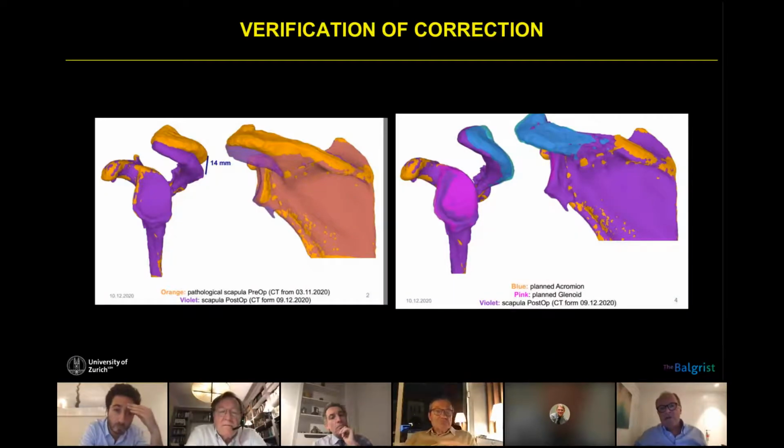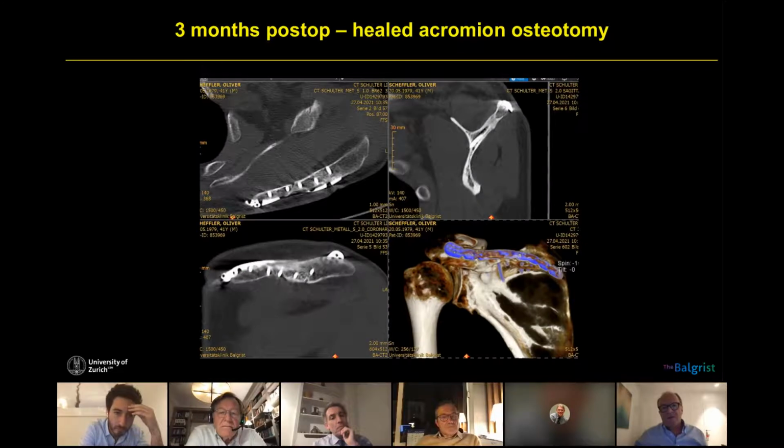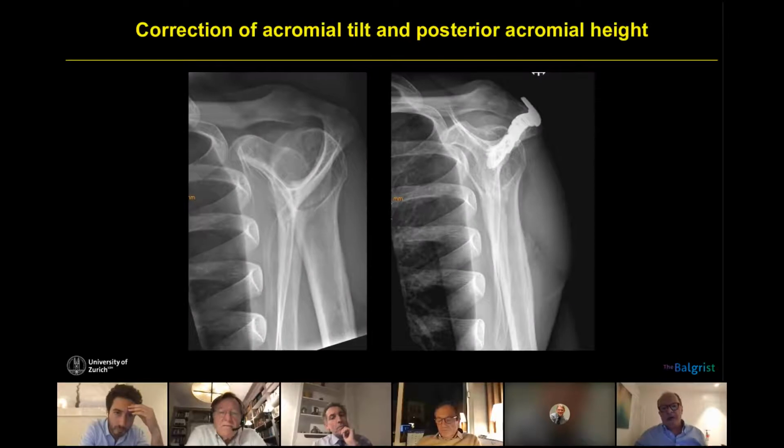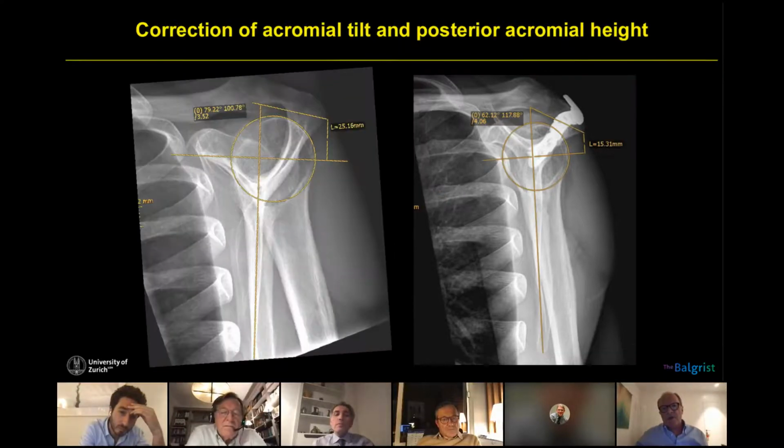In this case, you can then control that in 3D. The blue is the one that you wanted, and the violet is the one that you have obtained. It's quite interesting that this is very early here. The patient is healing at 3 months only, but that's what it looks like. And we know from experimental data that the orientation of the acromion is at least as important as the version of the glenoid. It's not all. The version of the glenoid is also a factor, but the acromion is crucial.